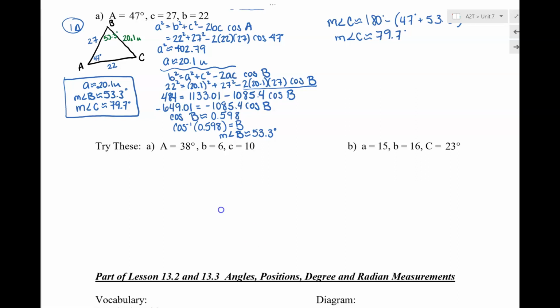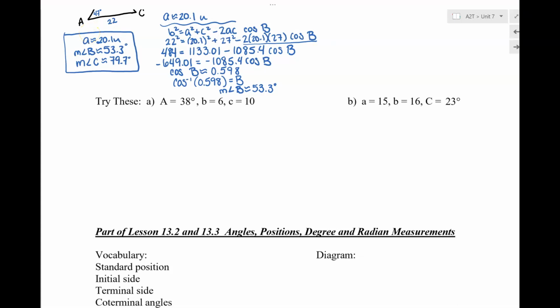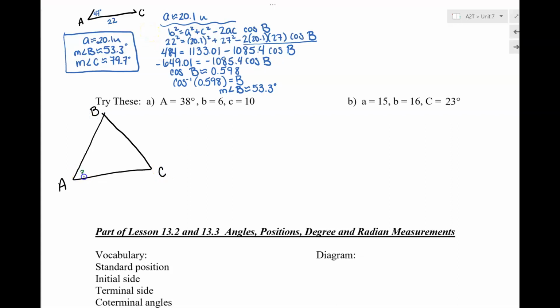Here we go. For these guys, I need the black marker. So big A, little b, little c. For this triangle, I'm going to put big A, big B, big C. Looking at what we're given, this is 38 degrees, little b is 6, little c is 10. So we have side, angle, side. We have one triangle here.